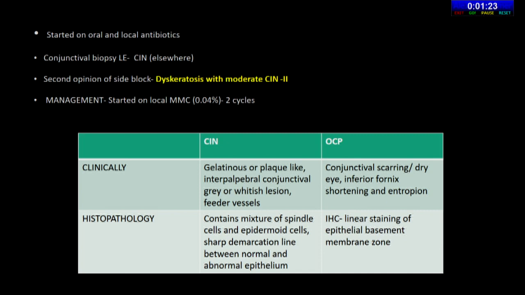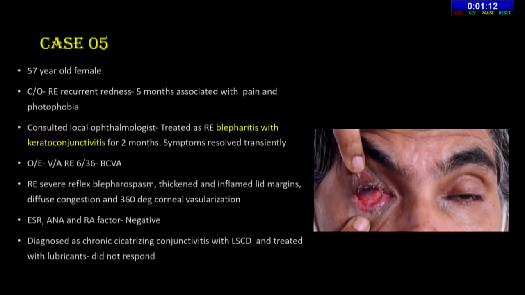And one important thing is it has a clear demarcation between the normal and abnormal epithelium, whereas OCP has a linear staining of the epithelial basement membrane and has foreshortening of the conjunctiva and fornices.